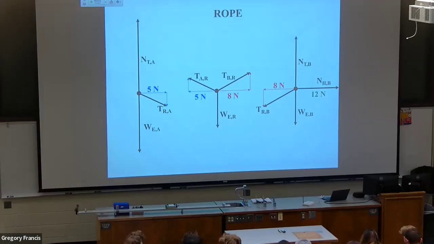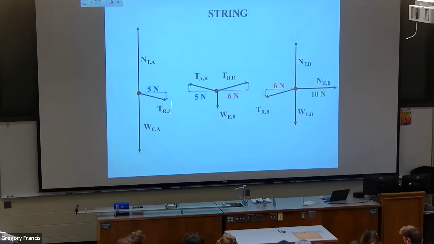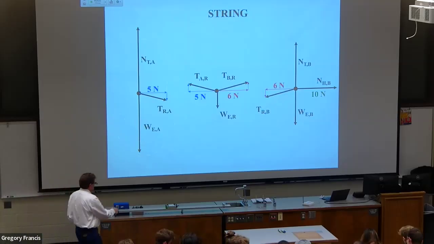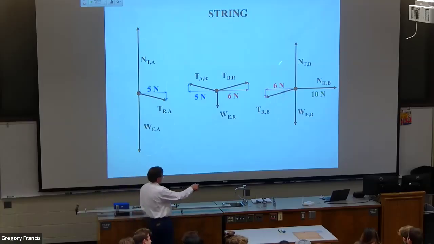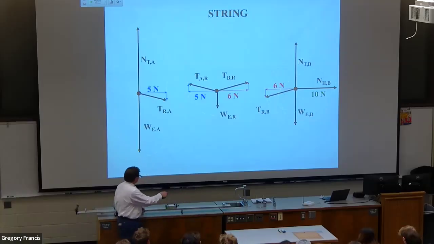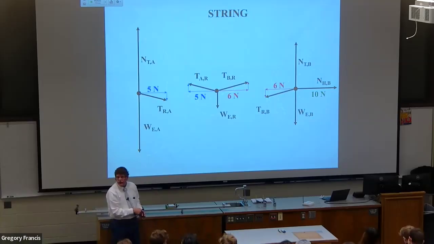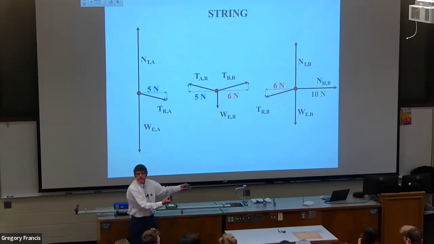Now, if we go from here to the light string, I still need 5 newtons of net force to accelerate A, because it's still the same mass, same acceleration. I still need 4 newtons of net force to accelerate B, because it's the same mass. But I don't need 3 whole newtons to accelerate this light string. Maybe just 1 newton, okay, is all I need.